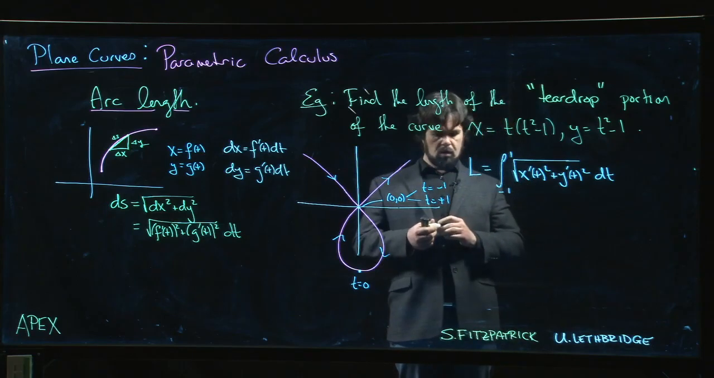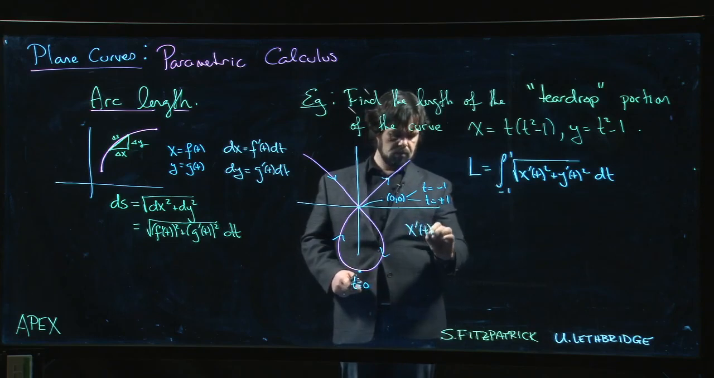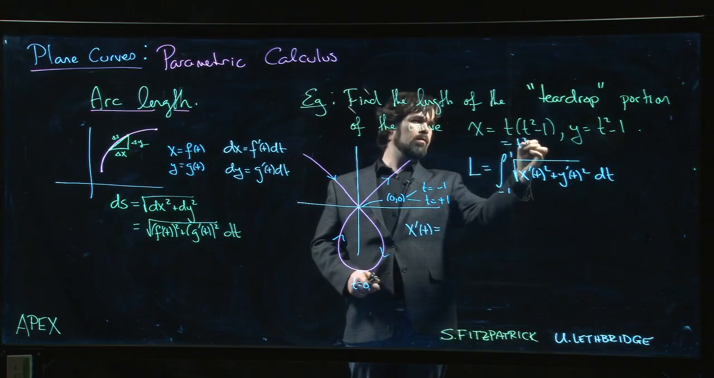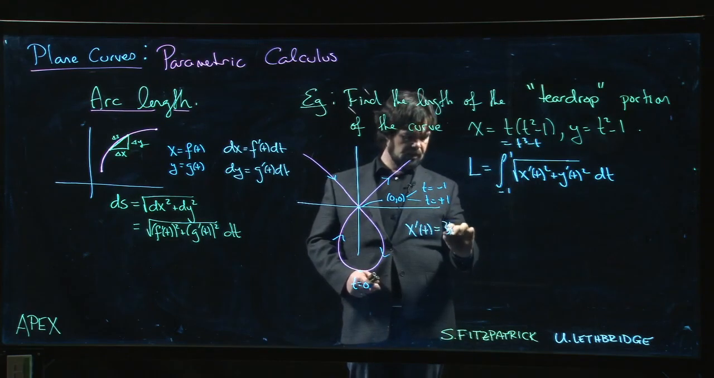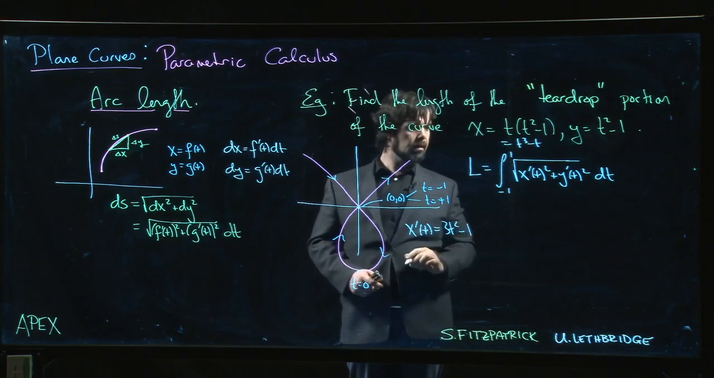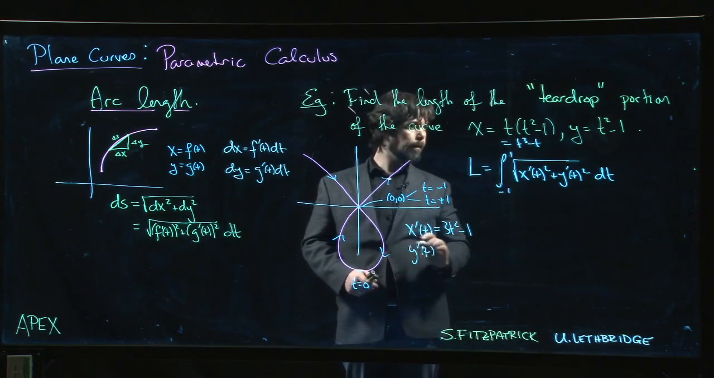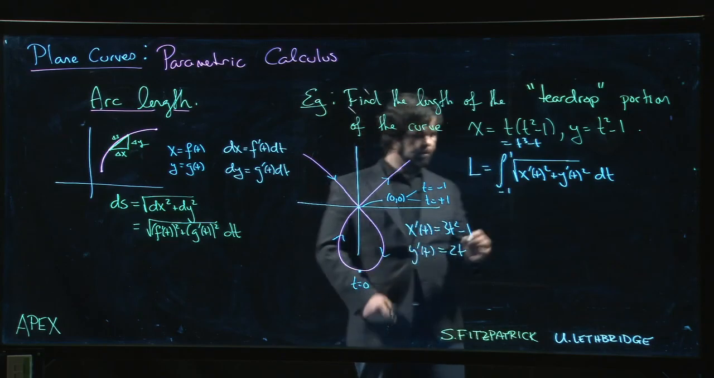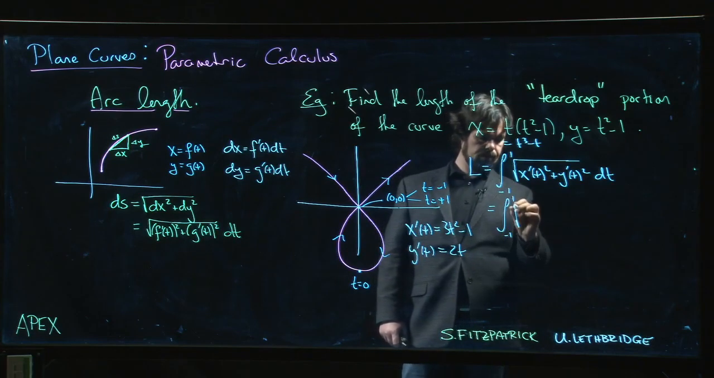So we have to actually calculate these things. So x prime of t. Now, don't do product rule. That's t cubed minus t, so we get 3t squared minus 1. Y prime of t is 2t. So what I get is the integral from minus 1 to 1.